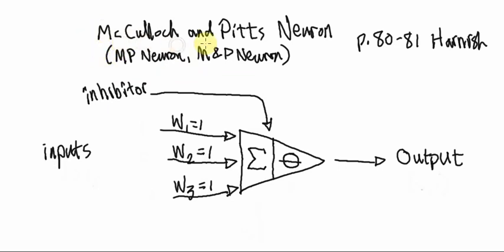I'll be presenting the McCulloch and Pitts neuron, also known as the MP neuron or the MMP neuron, as presented on pages 80 to 81 by Robert M. Harnish, the author of our main text.